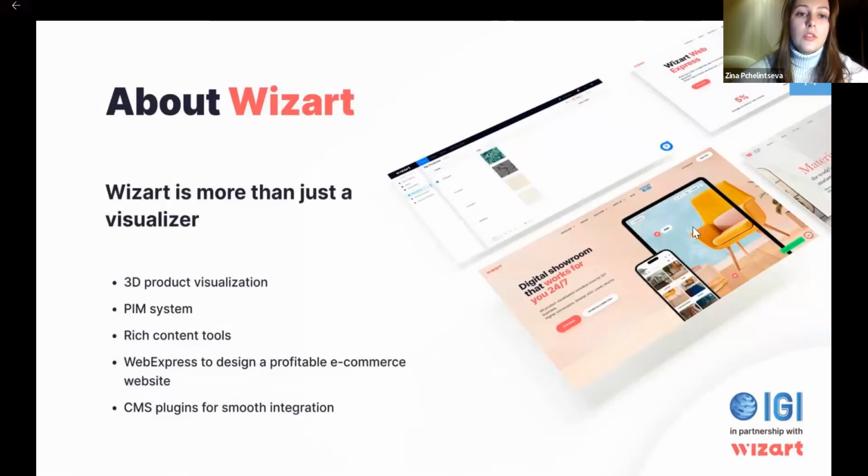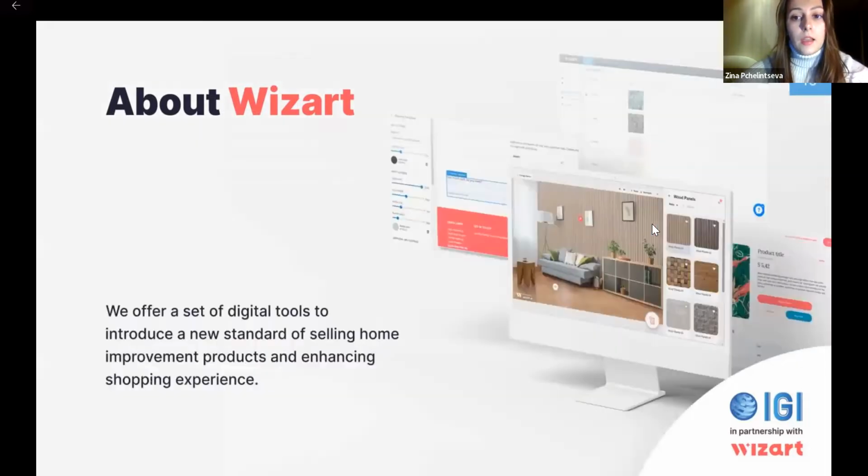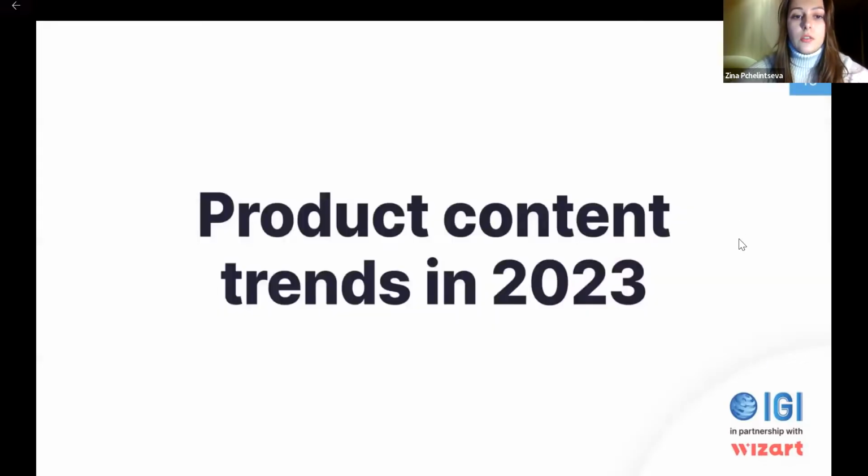Besides the Visualizer, we offer a product information management system and rich content tools. We also help build e-commerce stores for the brands that are just entering the market, and we provide plugins for Shopify, WooCommerce and other popular systems to make the Wizart integration smooth and fast. To sum it up, the mission of Wizart is to introduce a new standard of selling home improvement products online and improve the virtual shopping experience. So now let's proceed to the product content trends in 2023.